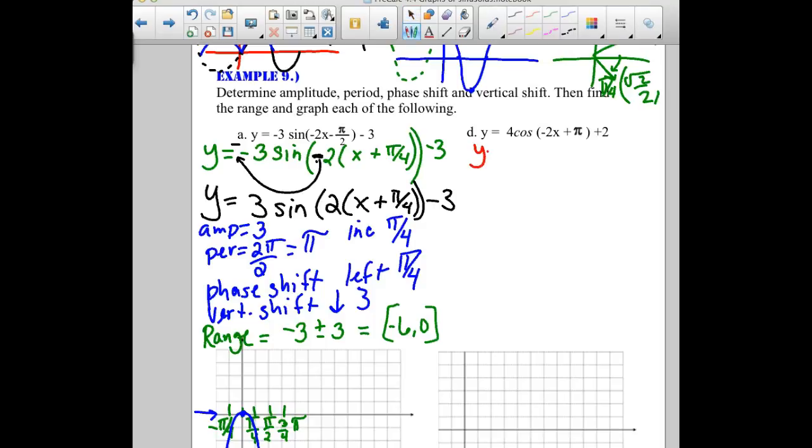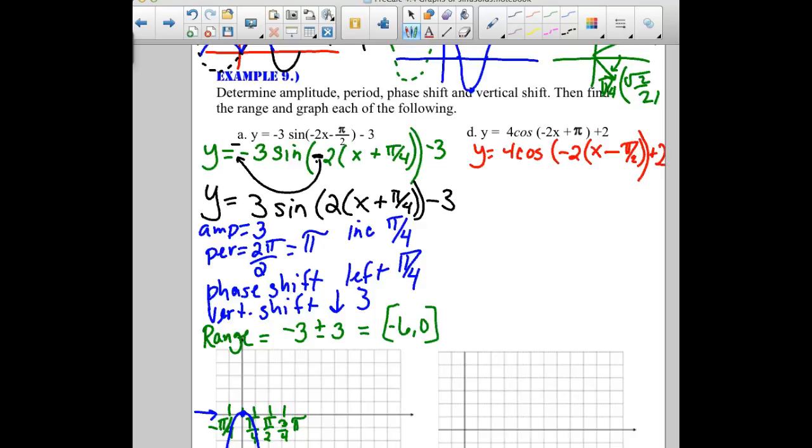We're going to rewrite this one by factoring that negative 2 out. What does that leave me in my middle parentheses? An x minus pi over 2, right? We're dividing a 2 out. x minus pi over 2, and then we still have the plus 2 on the very end.